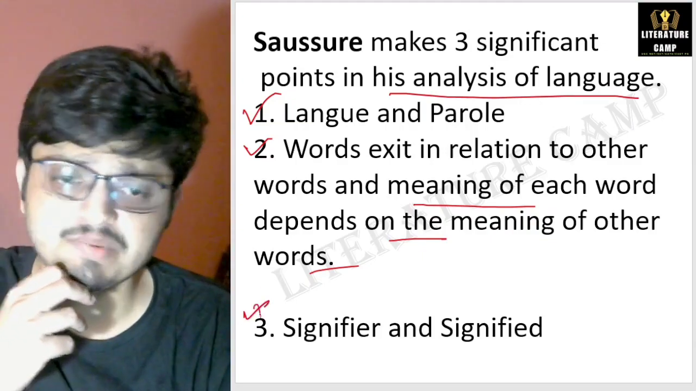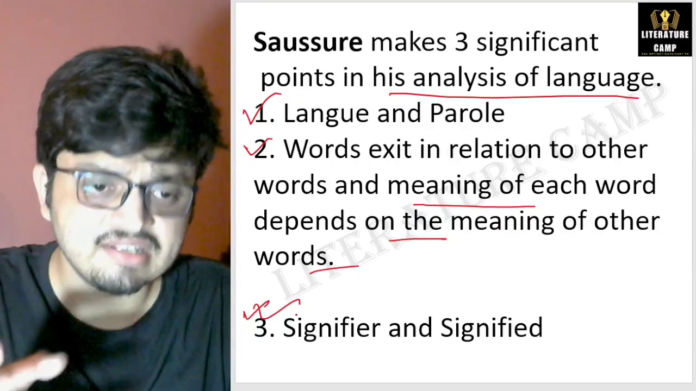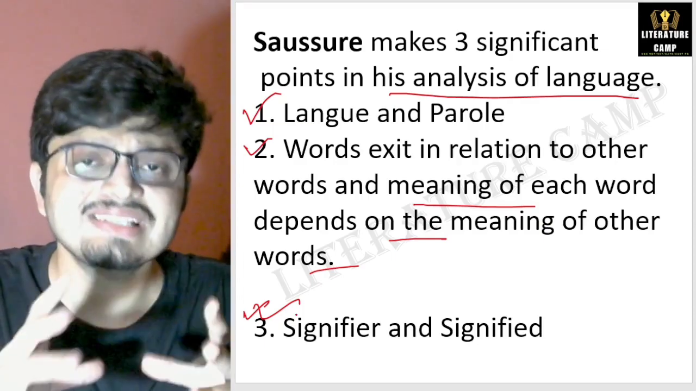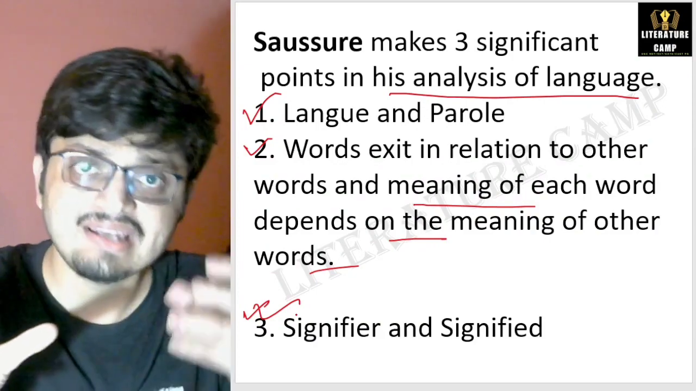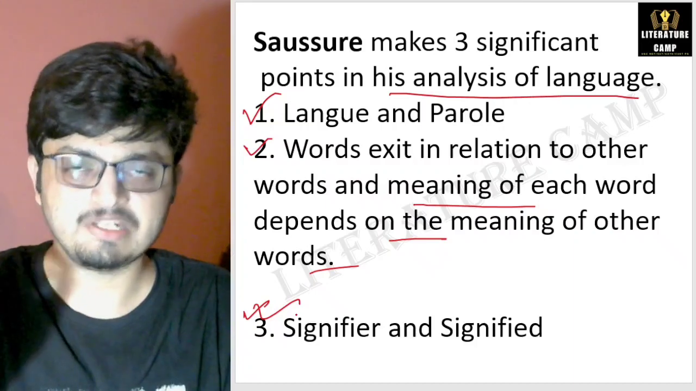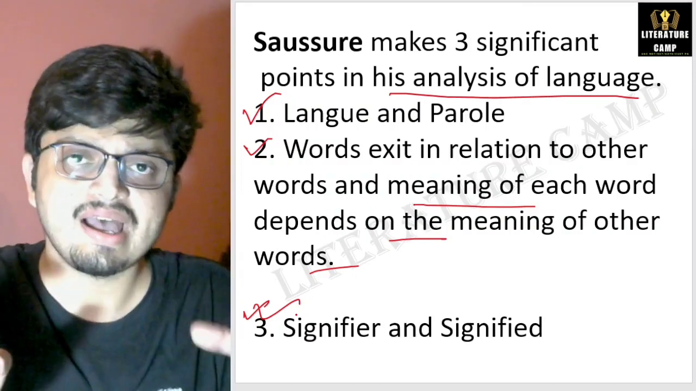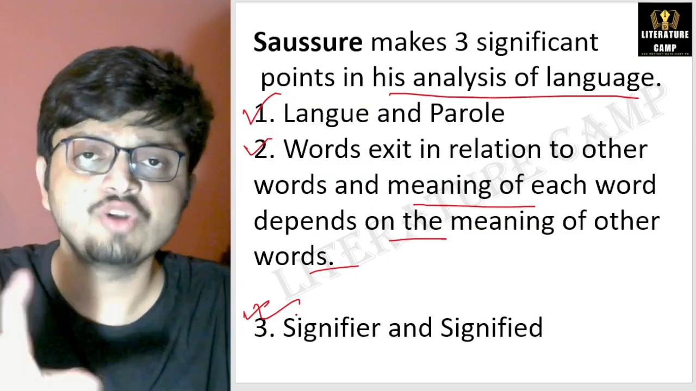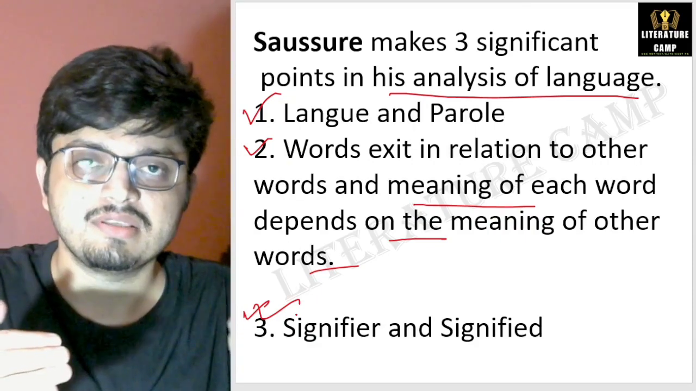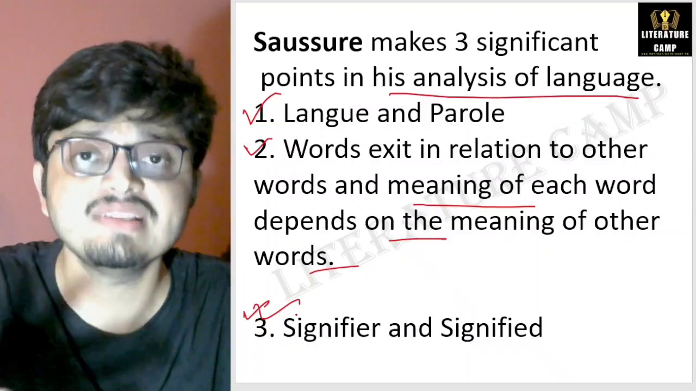Third point and very significant point is his concept of signifier and signified. Let me tell you that Saussure suggested that words and its meanings are not natural. Let me repeat myself. Saussure suggested that words and the meanings are not natural, but they are made or created by repeated use, by conventions.